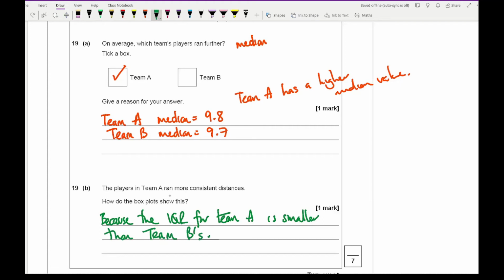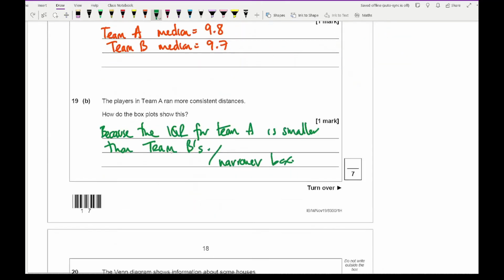You could say that the box is narrower, and that would be sufficient to give you the marks. So let's just write that. So you could say a narrower box, something along those lines. You could even state what the interquartile values are going to be, but as long as you are stating that the IQR is smaller for team A than team B, or showing this, then that would be fine to get you that single mark.